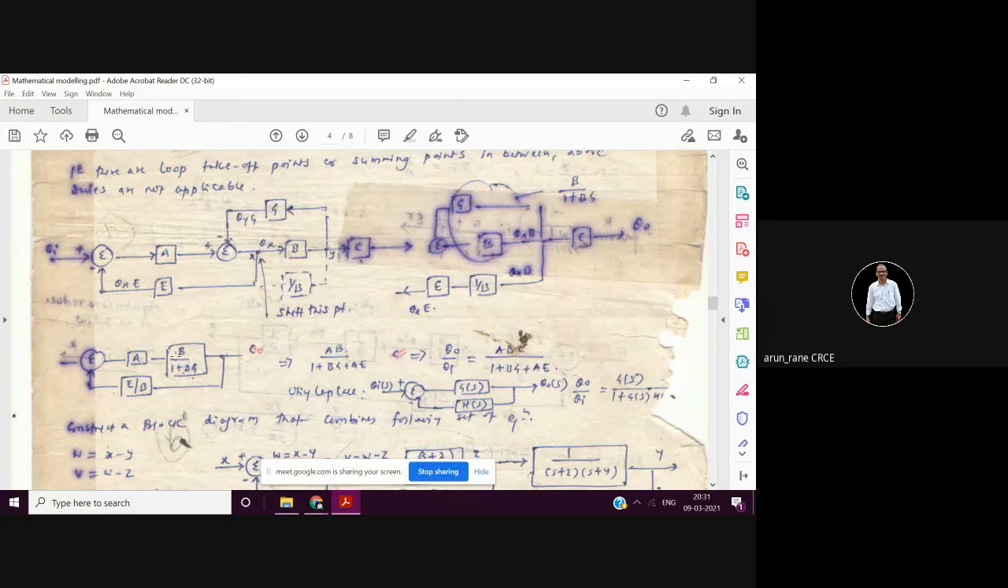Since they are in series, it will get multiplied. So this will become now ab upon 1 plus bg. Fine. Now these two blocks will be in parallel. And that's again negative feedback. So again, this ab upon 1 plus bg, this whole thing will be a, and this will be b. So again, a upon 1 plus ab. So you will get this. And then finally, your transfer function will reduce to this: ab upon 1 plus bg, and so you can try this.